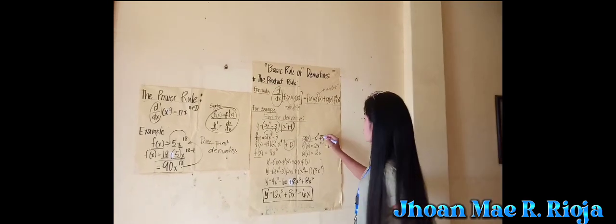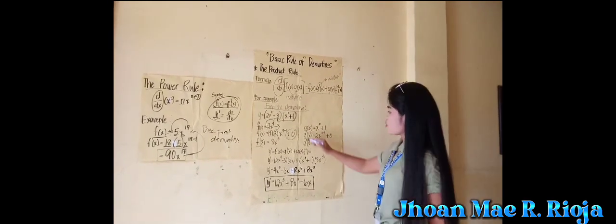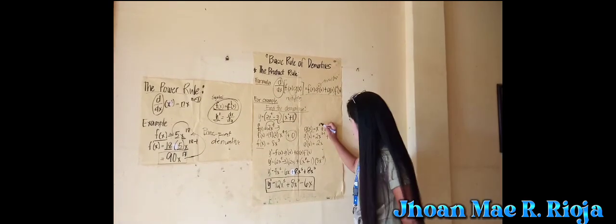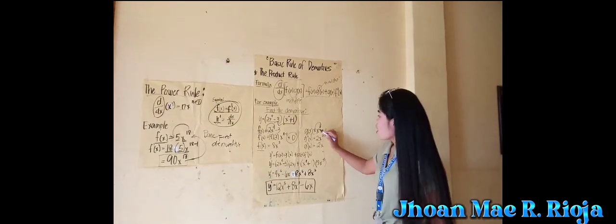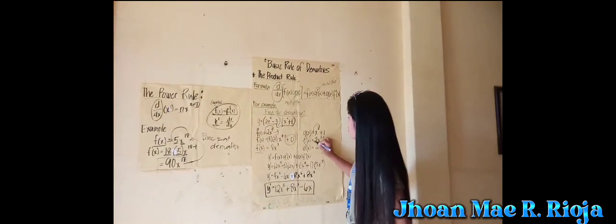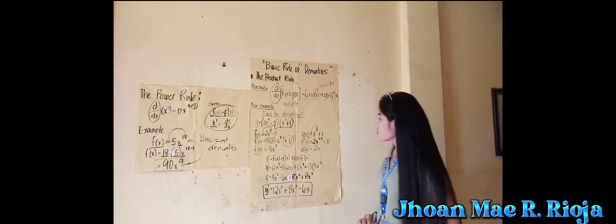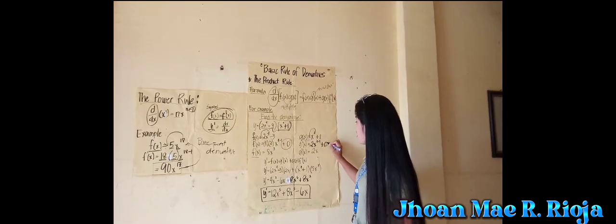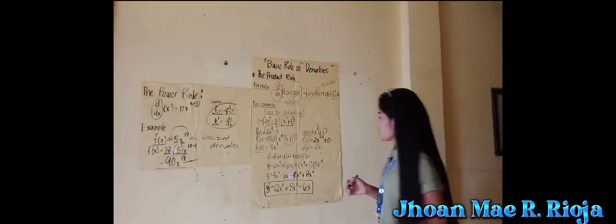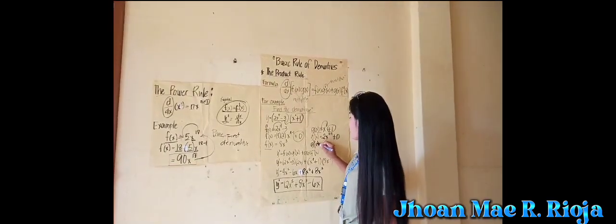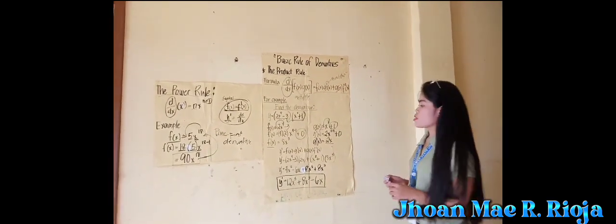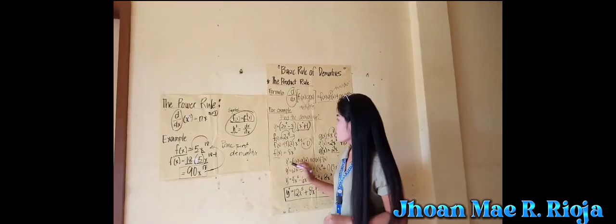Our g of x is x squared plus 1. So g prime of x equals 2x raised to 2 minus 1, which is our exponent. We're going to multiply it here on our coefficient. Since ang derivative ng constant is 0, the derivative of 1 is 0. So the final answer is g prime of x is 2x raised to 1, or 2x na lang. Now, let's proceed to find our derivative.